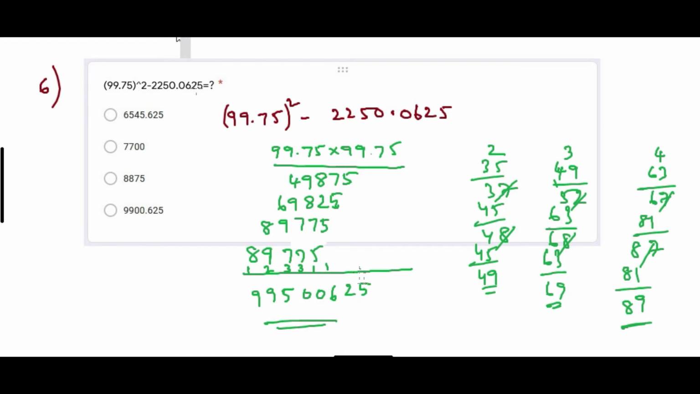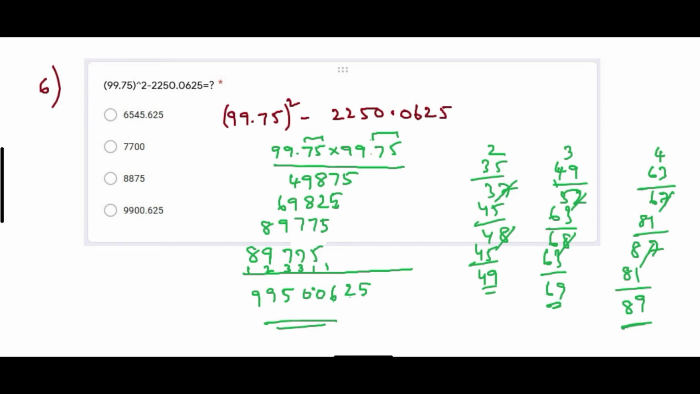Now we need to put the decimal. Actually here there are two decimal points, and here also there are two decimal points. So 2 plus 2, we have 4 decimal points. So 1 2 3 4. So I need to place the decimal here.